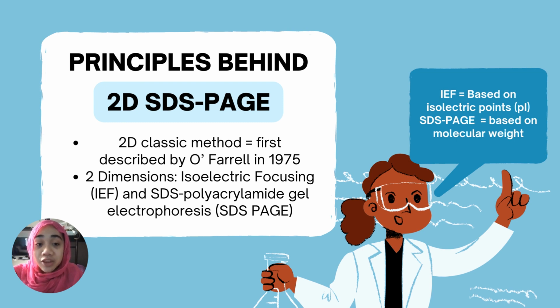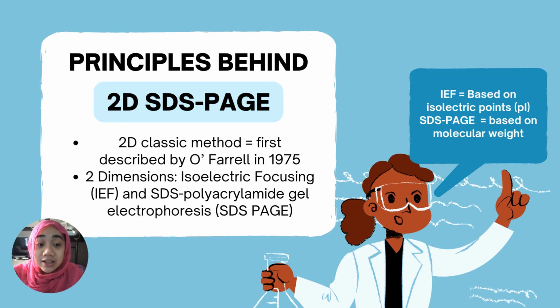The 2D classic method was first described by O'Farrell in 1975. It utilized acrylamide tube gels polymerized with commercial carrier ampholytes for IEF. Voltage application creates a pH gradient, and the overnight IEF step causes ampholytes and proteins to move to a steady state location. The resolution of hundreds of proteins was made possible by this.